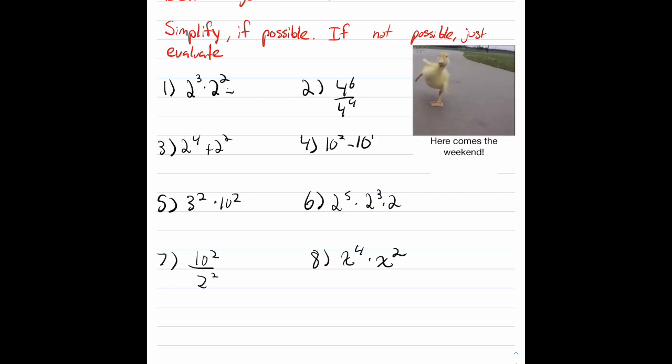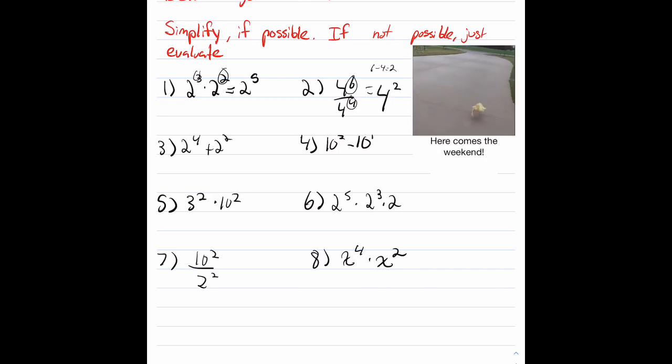Okay, here, so number one, you should be able to use the product rule. You're going to add these exponents, so you'll get 2 to the 5th. Number two, you're going to use the quotient rule. You're going to subtract these exponents. So 6 minus 4 is 2, so it's going to be 4 squared.